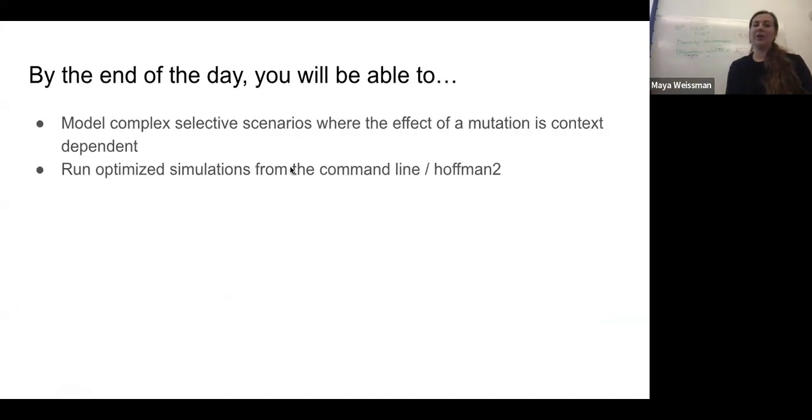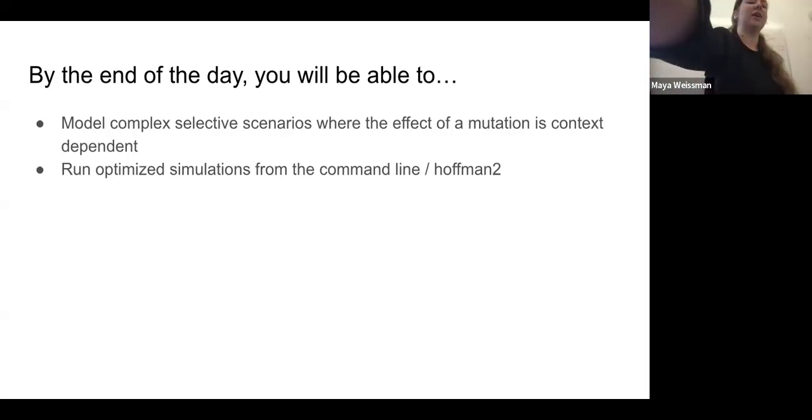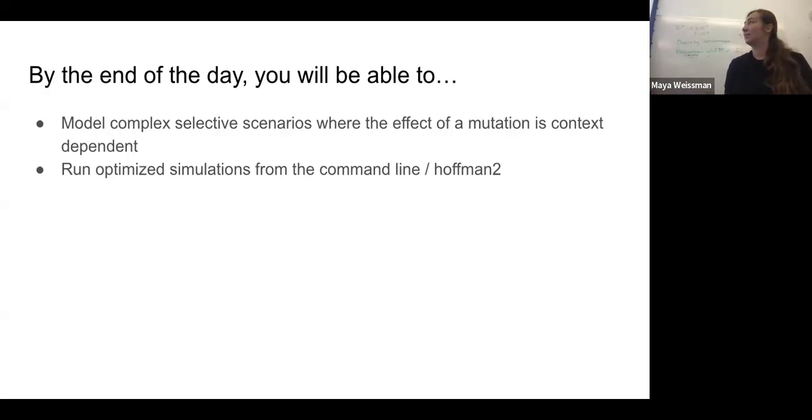So by the end of today, hopefully you'll be able to model more complicated selective scenarios. Yesterday, we dove really deep into how to model pretty complicated demographic scenarios, but we were kind of sitting on the surface with respect to how to model selection. So we're going to get into more complicated selective scenarios. We're also going to talk about how to optimize your simulations and run them from the command line, because while GUIs are really fun to play with and they have cool colors, they are not the most efficient way to run SLiM.